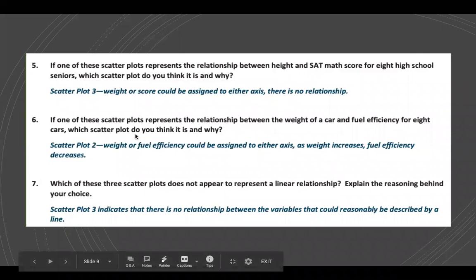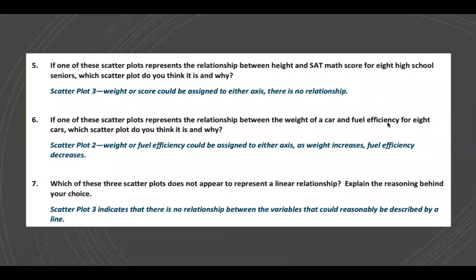If we think about 6, the scatter plot that represents the relationship between weight of a car and fuel efficiency would be scatter plot 2. Typically, the higher the weight of a car, the worse it is with fuel efficiency. Again, or as this says, as the weight increases, the fuel efficiency decreases. So scatter plot 2 would be for that one.